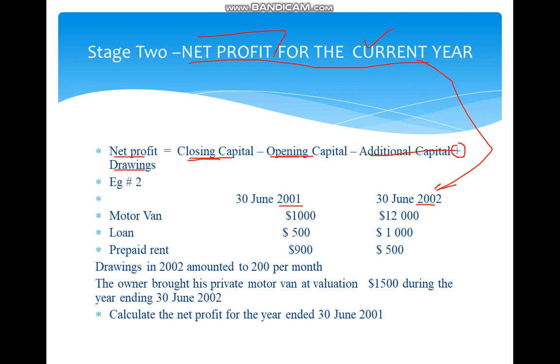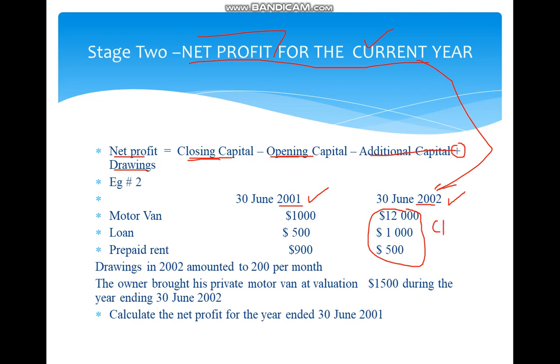It's a matter of determining that the opening capital is calculated from the information given at the start of the period. Our closing capital is determined from the information at the end of the period. So we are supposed to determine our closing capital from these figures, using our accounting equation.